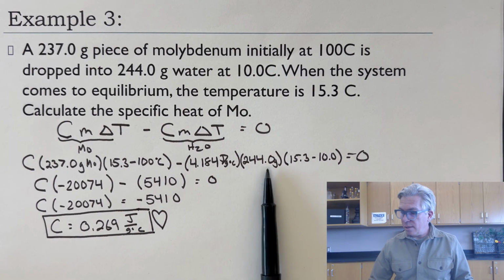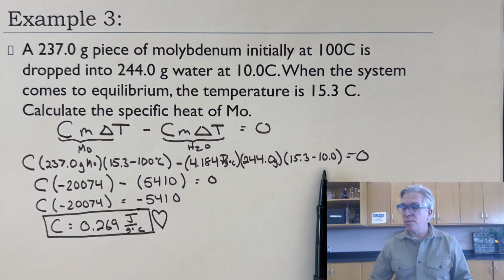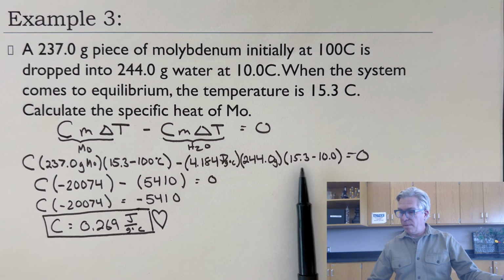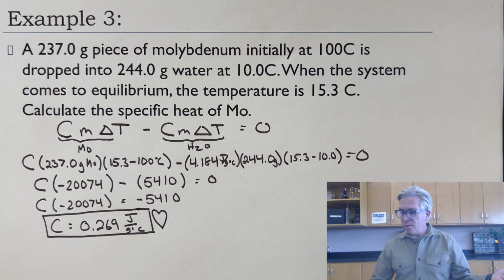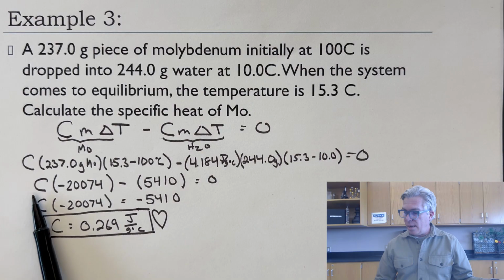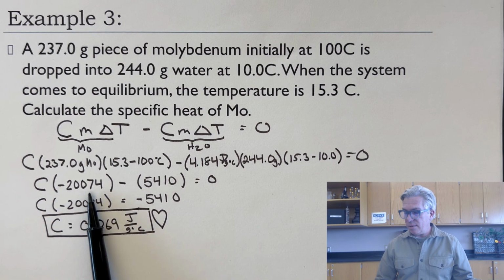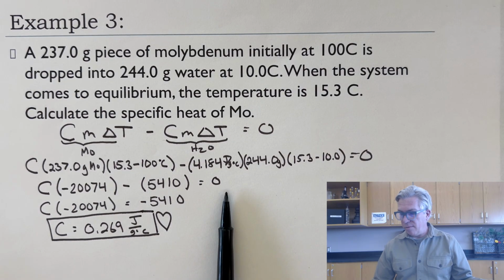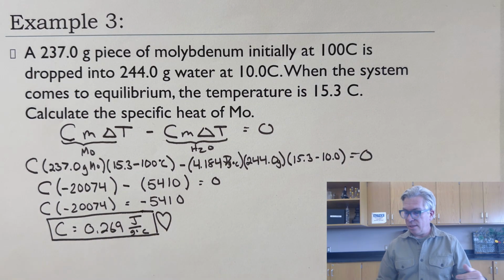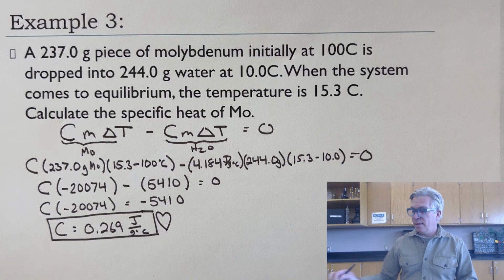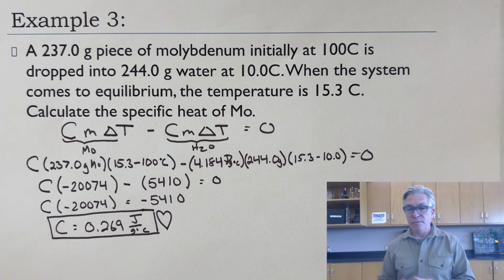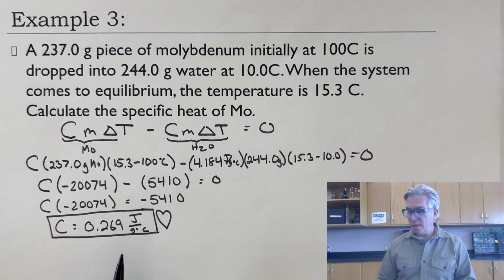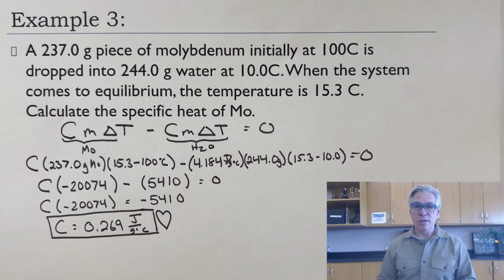Minus heat capacity of water, mass of the water, and the temperature change of the water, which is positive in this case because it's going up, 15 minus 10. Set it equal to 0 because no heat loss. And then I do some math. C times negative 20,000 minus 5410 equals 0. Throw that over to the other side, divide by 20,000, and I got 0.269 joules per gram degree for the molybdenum. And that's the unit for heat capacity. So make sure you know the units for that.